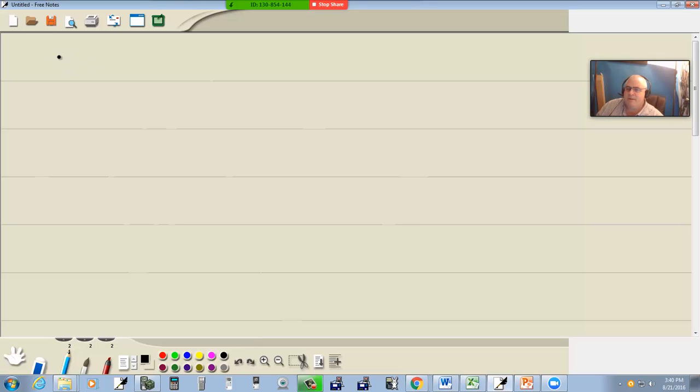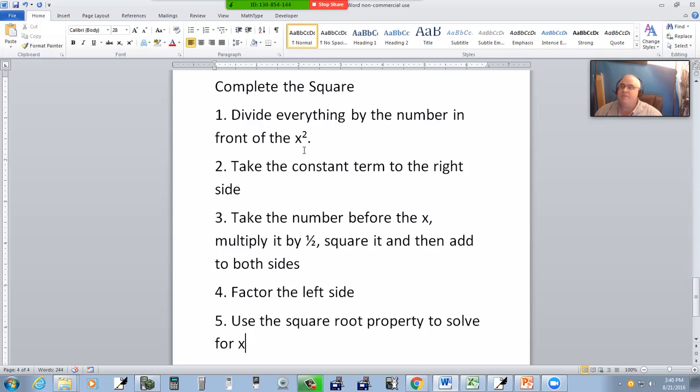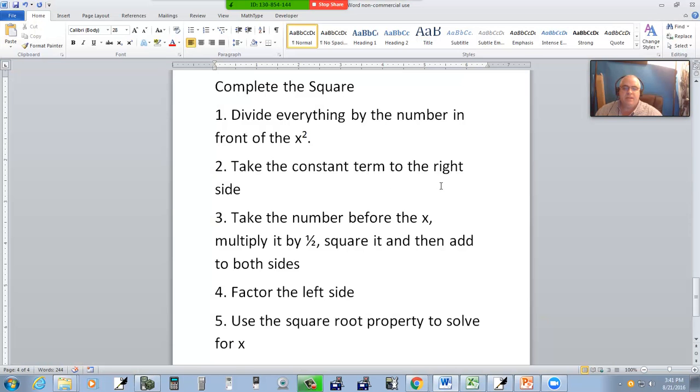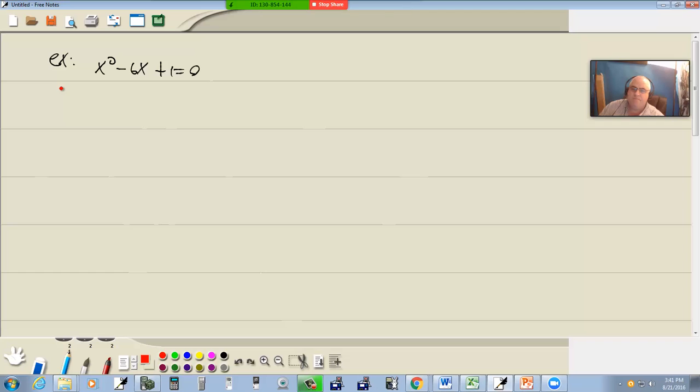Okay, so let me make up an example. So we got x squared minus 6x plus 1 is equal to 0. Step 1. Divide everything by the number in front of this x squared. There is no number in front of x squared in this problem. Step 2. Take the constant term to the right side. So take this 1 and move it to the right side. You move anything across your equals, your sign changes. So the positive 1 becomes a negative 1.